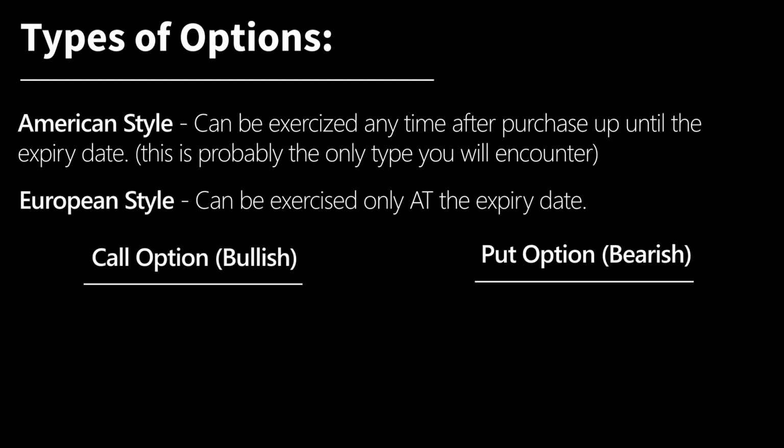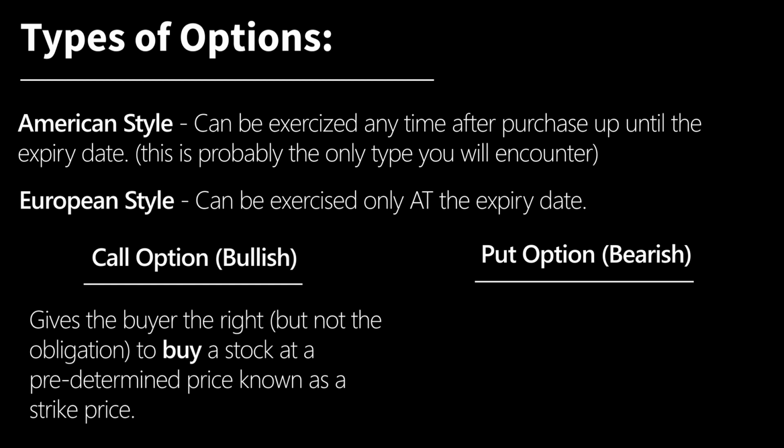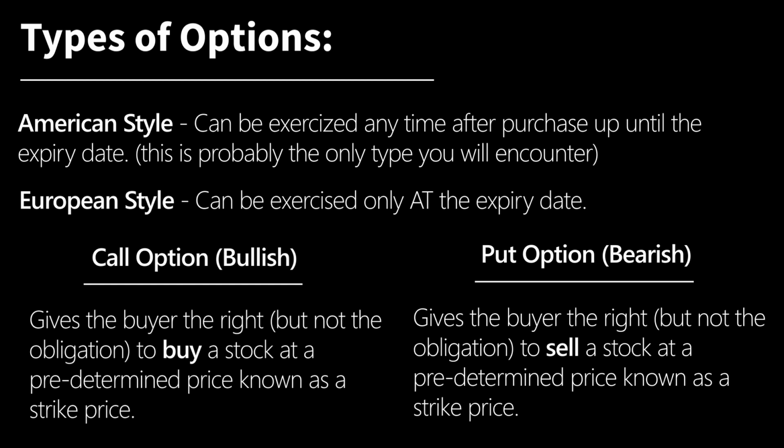So a call option is basically a contract that gives the buyer the right to buy a stock at a predetermined price known as the strike price. A put option, on the other hand, is basically the opposite of that. It is a contract that gives the buyer the right to sell a stock at a predetermined price known as a strike price. So call options are a bullish bet, and what that means is that when you buy a call option, you're hoping that the stock price is going to go well above your strike price before the expiry date. Put options, on the other hand, are a bearish bet, meaning that you're hoping that the stock price is going to go well below your strike price before the expiry date.